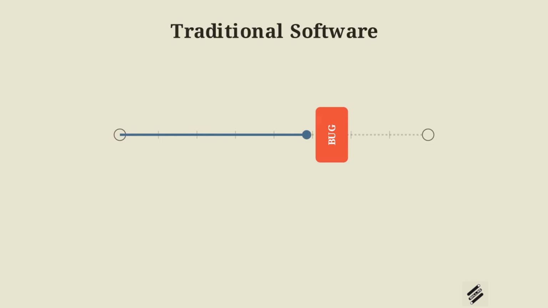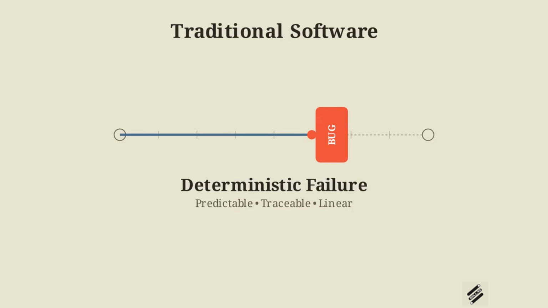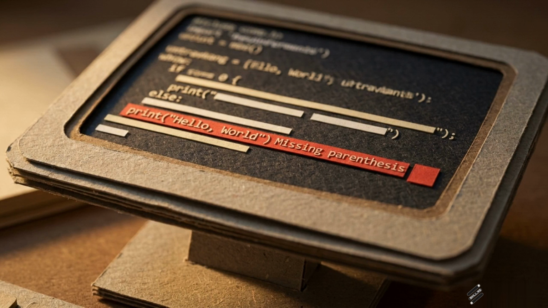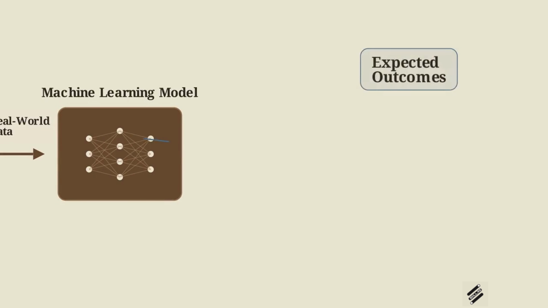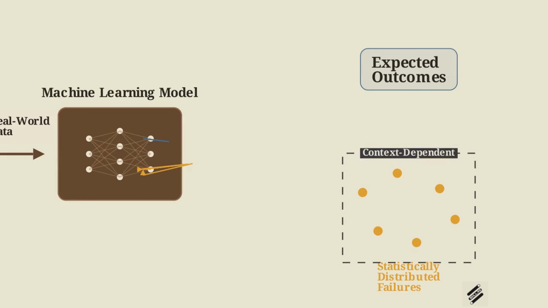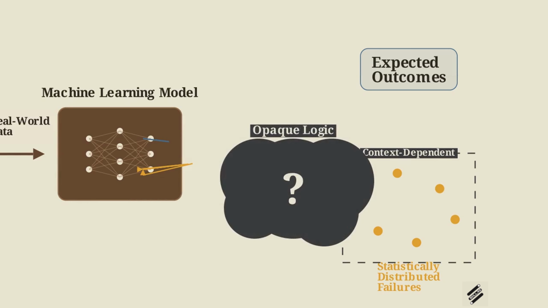If there is an error in the code, the system fails in a predictable, linear pattern. Like a cracked wooden tool, you can spot the specific flaw, trace the break, and glue the pieces exactly back together. Machine learning models do not operate this way. They fail in statistically distributed, highly context-dependent, and opaque ways.